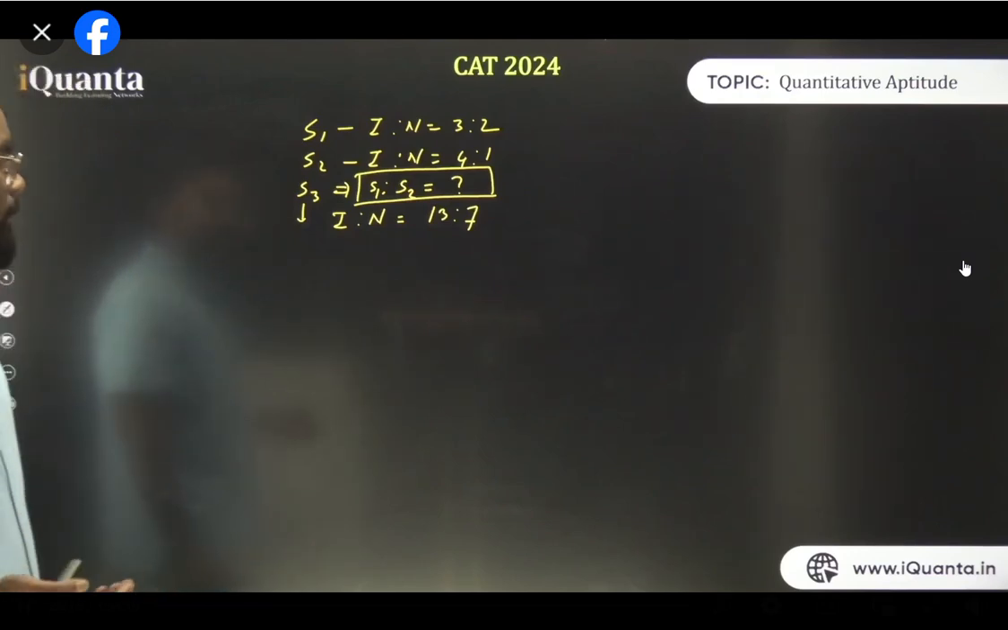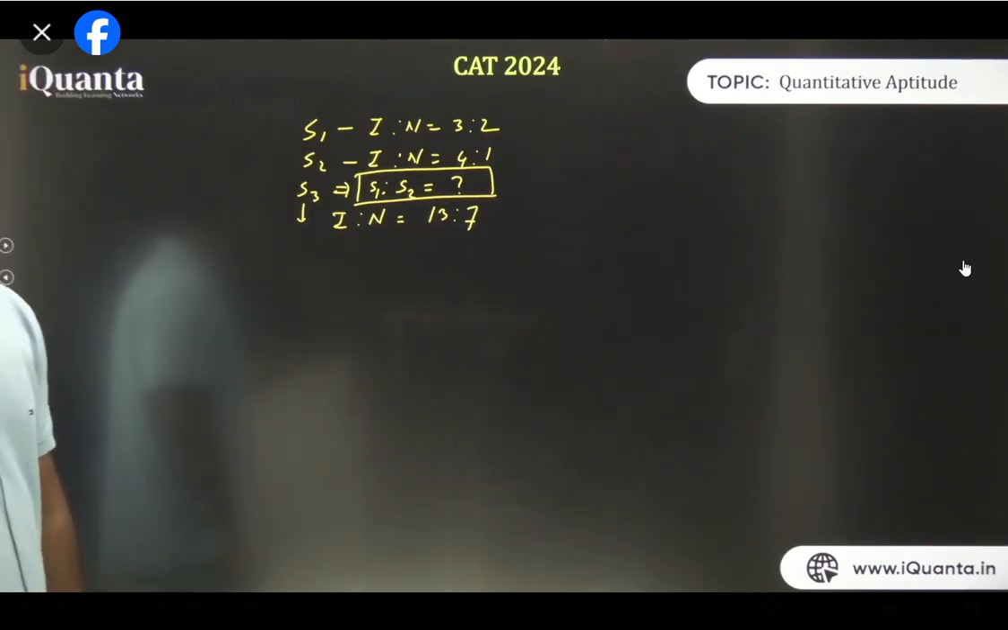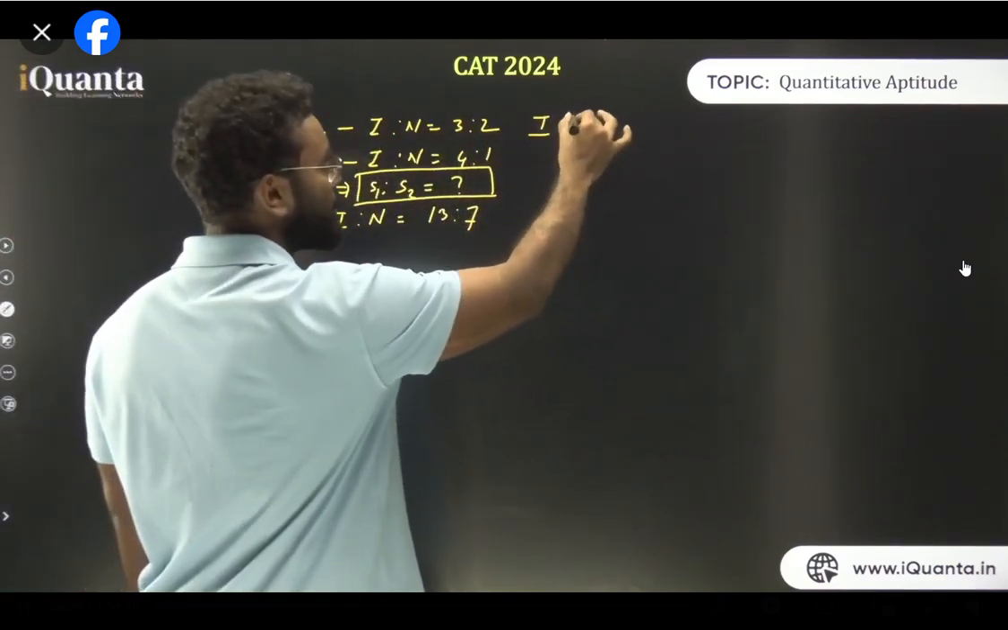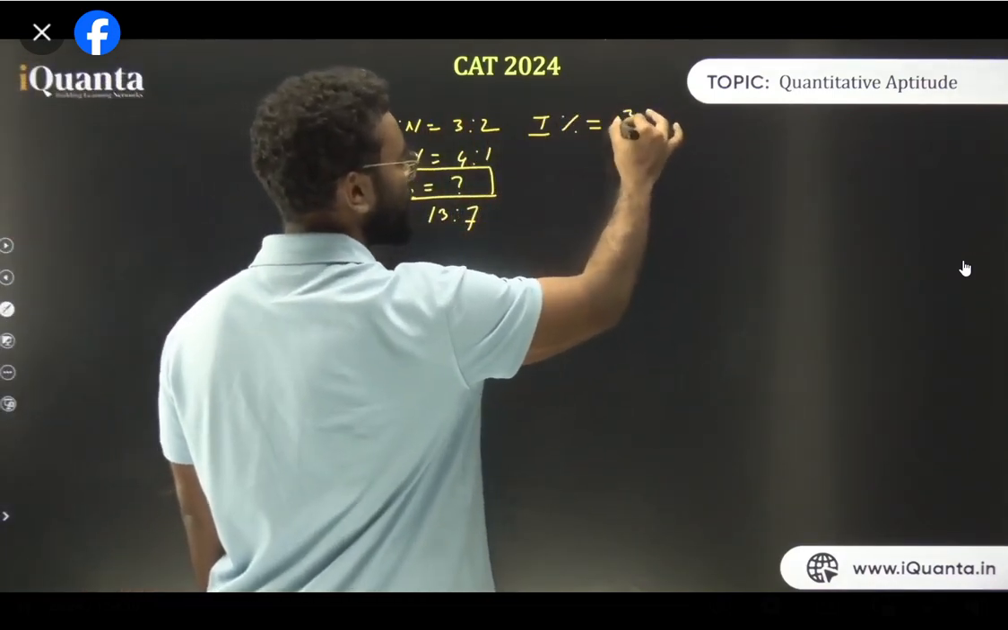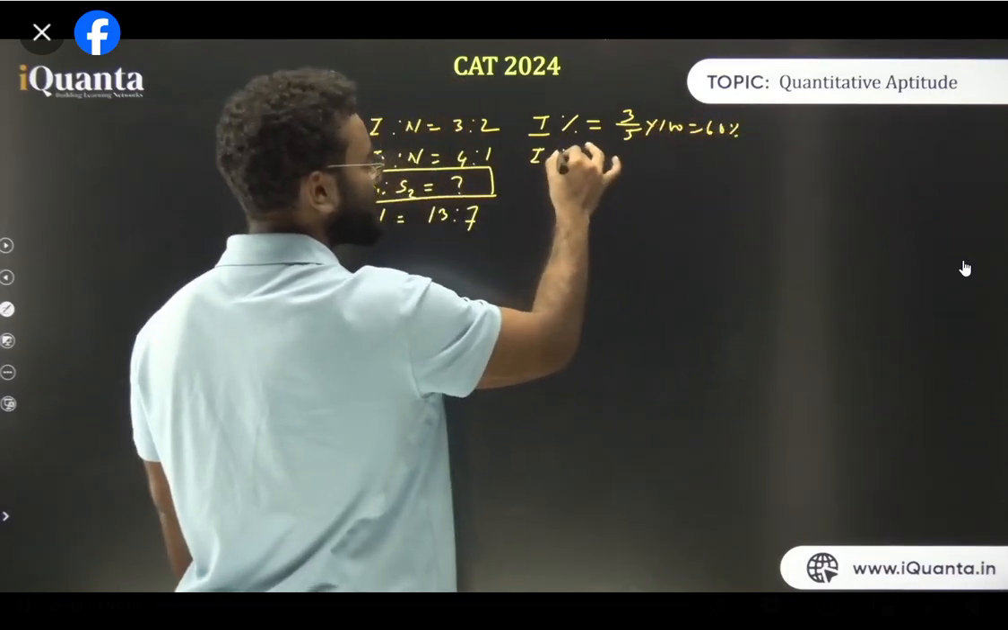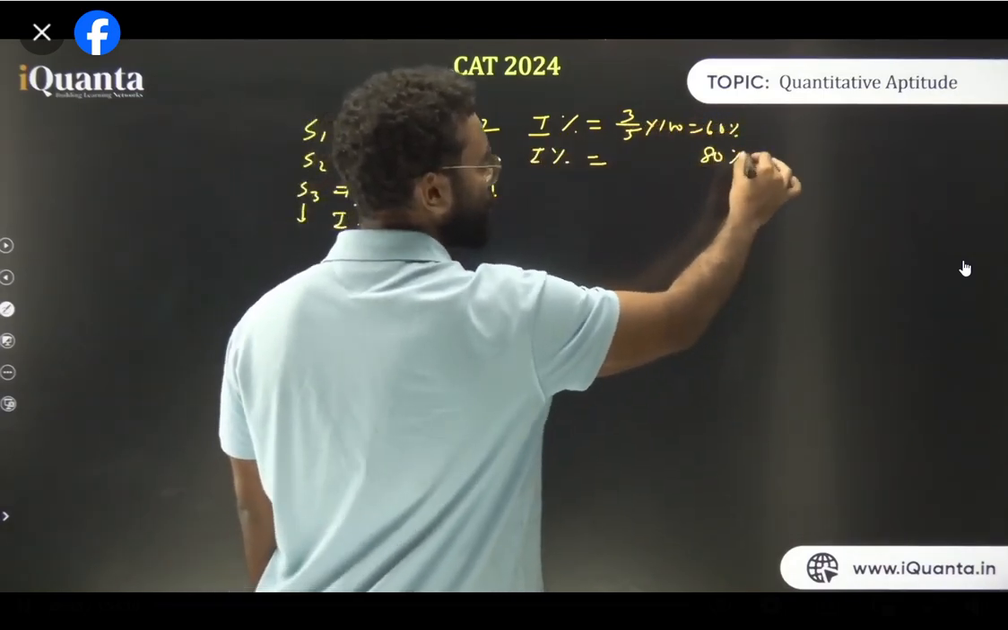So how to solve this question? When the iron to nickel ratios are given, what do I need to find? I just need to find the ratio of S1 and S2. Now see clearly how I'm doing it. First just take the iron percentage, only the iron percentage. In S1, what is the iron percentage? That is 3/5 into 100, which is 60%. In S2, what is the iron percentage? That is 80%. I hope you remember from the previous question.